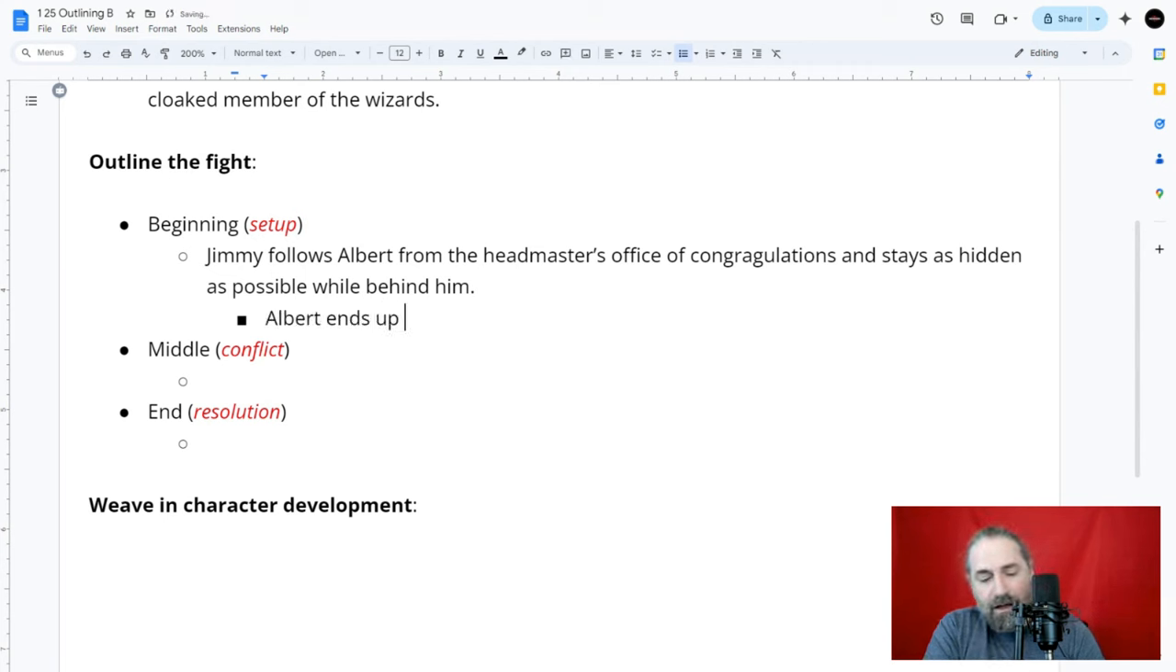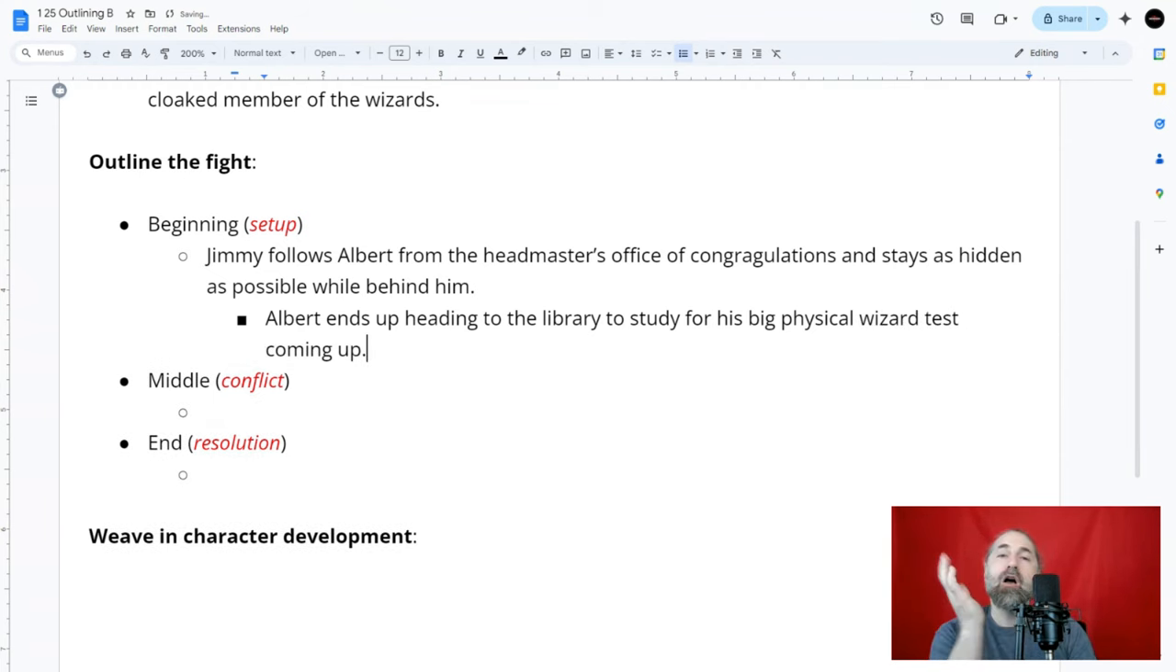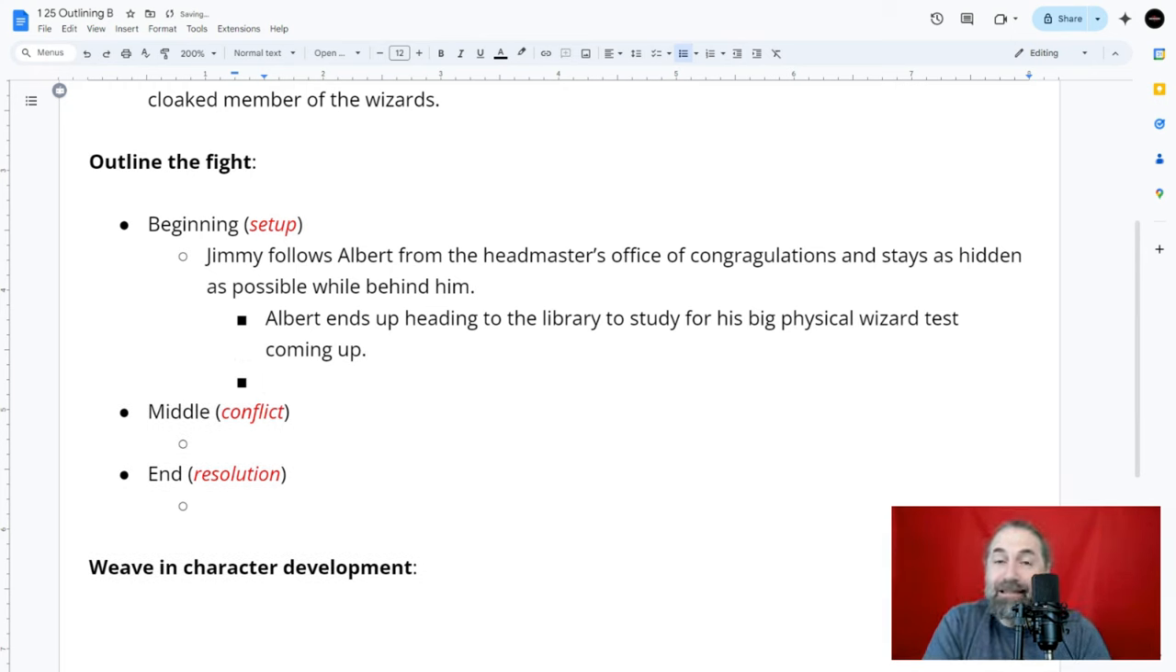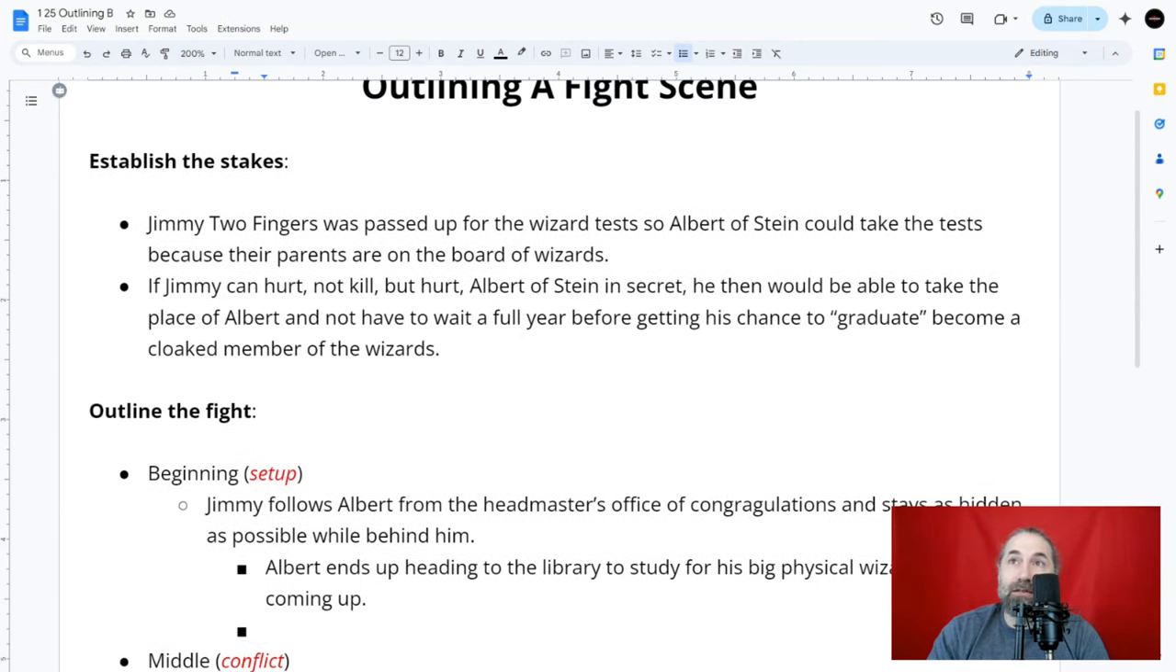Albert ends up heading to the library. Okay, to study for his big physical wizard test coming up. So now I'm also setting, what am I setting up? I'm setting up the setting, literally. I'm creating the environment. It's going to be in the library. Okay. Which also makes it difficult because part of Albert's thing is he has to do it in secret, right? Yeah, in secret. Okay.